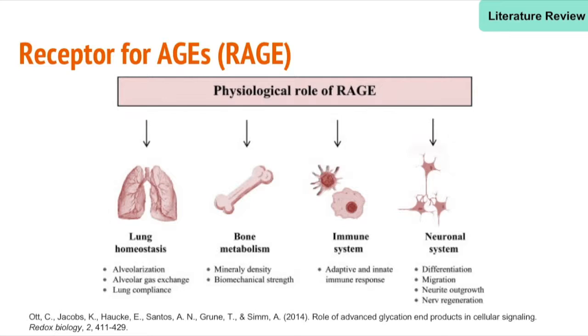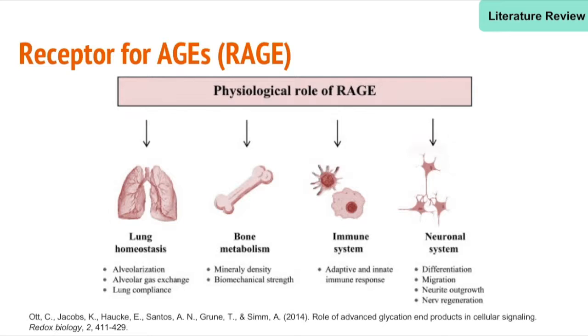For instance, RAGEs have been implicated in the normal functioning of our lungs. They are involved in the formation of alveoli, which are tiny air sacs that are the sites of gas exchange. Moreover, RAGEs are important for the lungs to stretch and expand when we inhale. RAGEs are also crucial in the strengthening of our bones by increasing the mineral density and biomechanical strength.